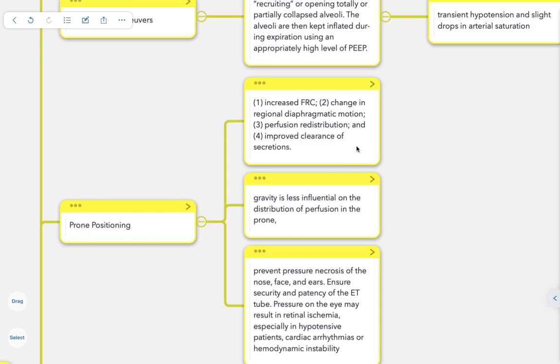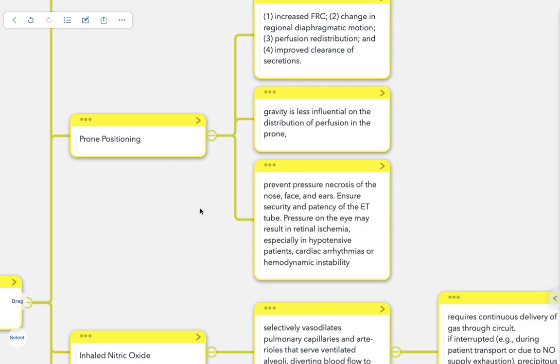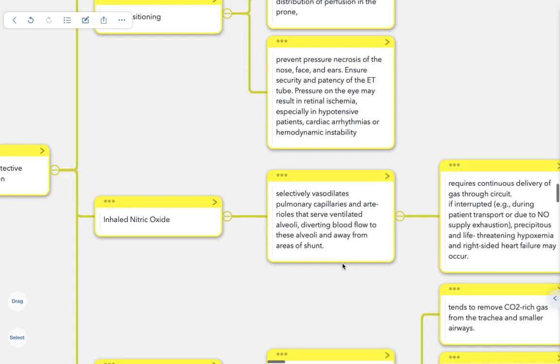Then we come to prone positioning. Now, the advantage of prone positioning is that it increases the FRC. There is a change in the regional diaphragmatic motion. Perfusion redistribution is encouraged, and there is improvement of the clearance of secretions. Right. Another thing which prone positioning gave us was that gravity is less influential on the distribution of perfusion in the prone position than in the supine position. But keep in mind that you have to prevent pressure necrosis of the nose, ears, and eyes, and ensure security and patency of the ET tube. Pressure on the eye may result in retinal ischemia, especially in hypotensive patients, cardiac arrhythmias, or hemodynamic instability.